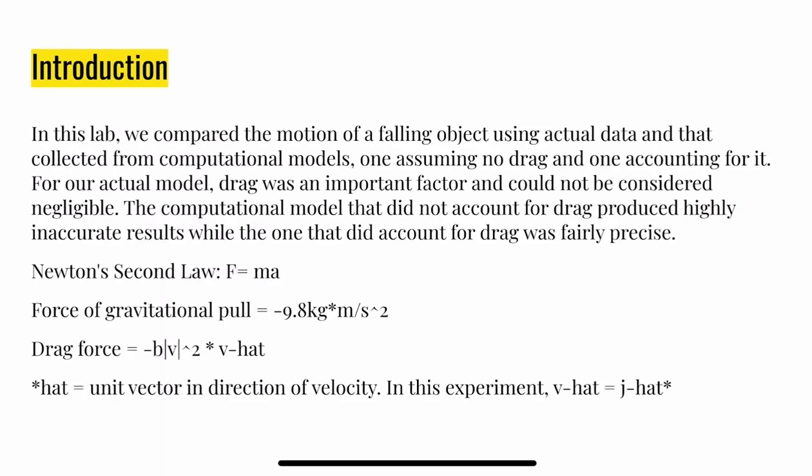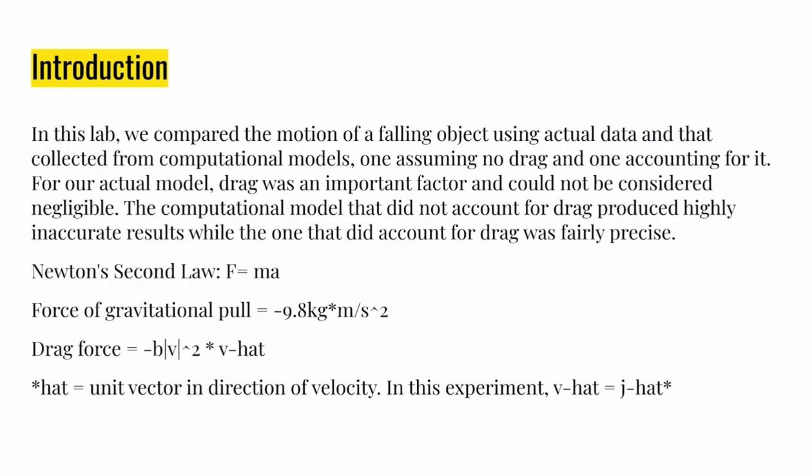So in this lab, we compared the motion of a falling object using actual data and data collected from computational models, one assuming no drag and one accounting for it. For the actual model, drag was an important factor and could not be considered negligible. And the computational model that did not account for drag produced highly inaccurate results, while the one that did account for drag was fairly precise, as we'll see in a moment.